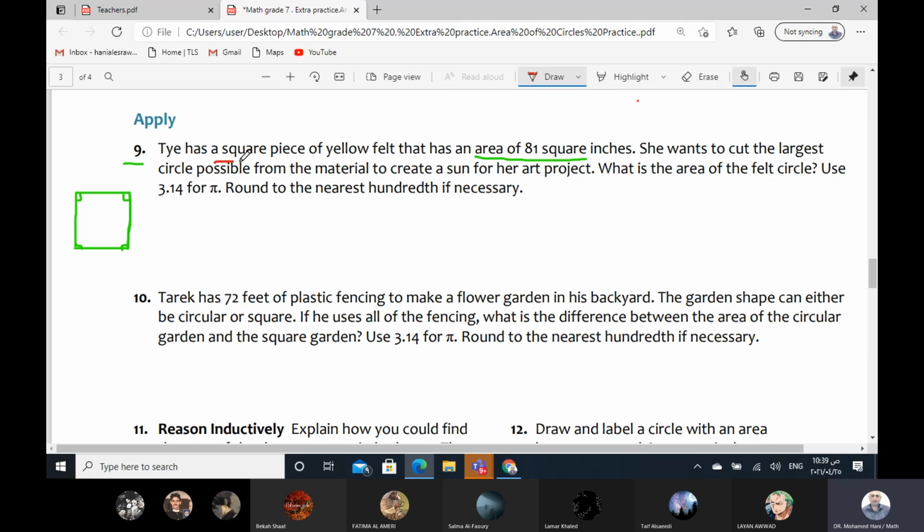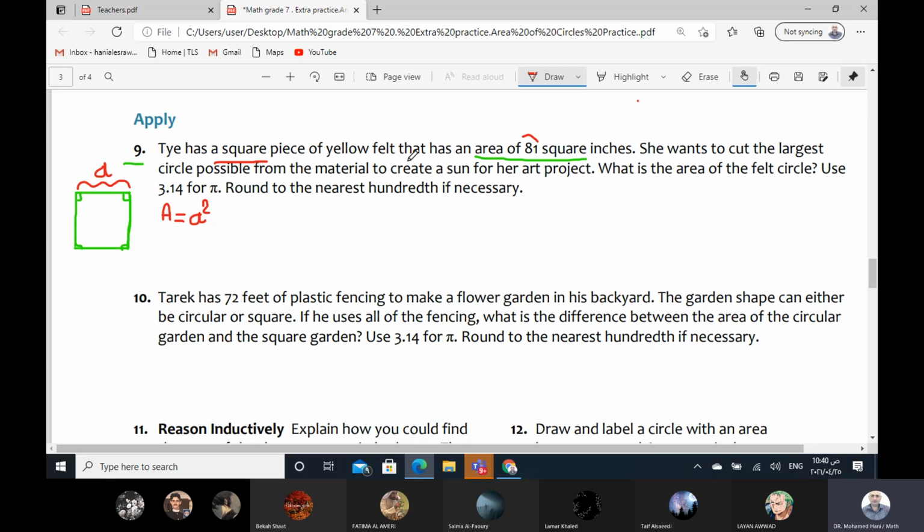And we have here a square. And the area of this square will be 81. Who can tell me what is the length of the side of this square? Maybe 20.25. The area of the square will be a squared. This is a. A means the length of the side of the square. So the area of the square will be a squared.